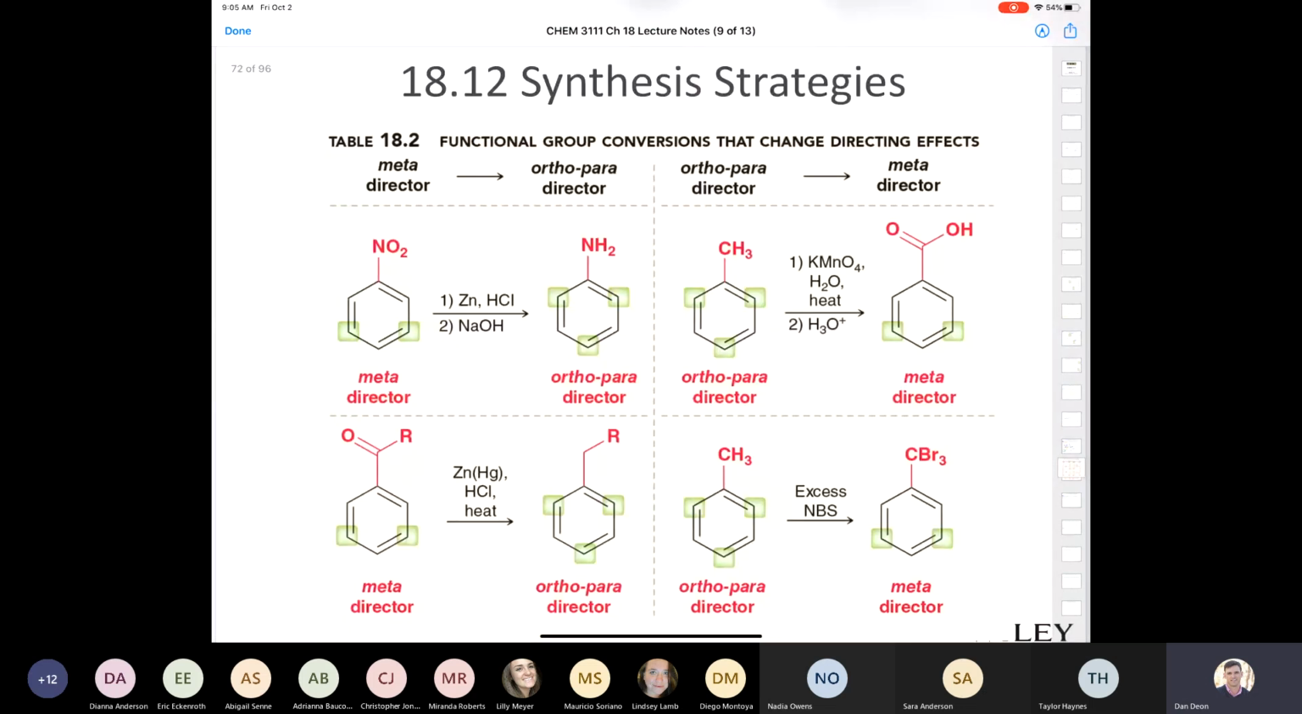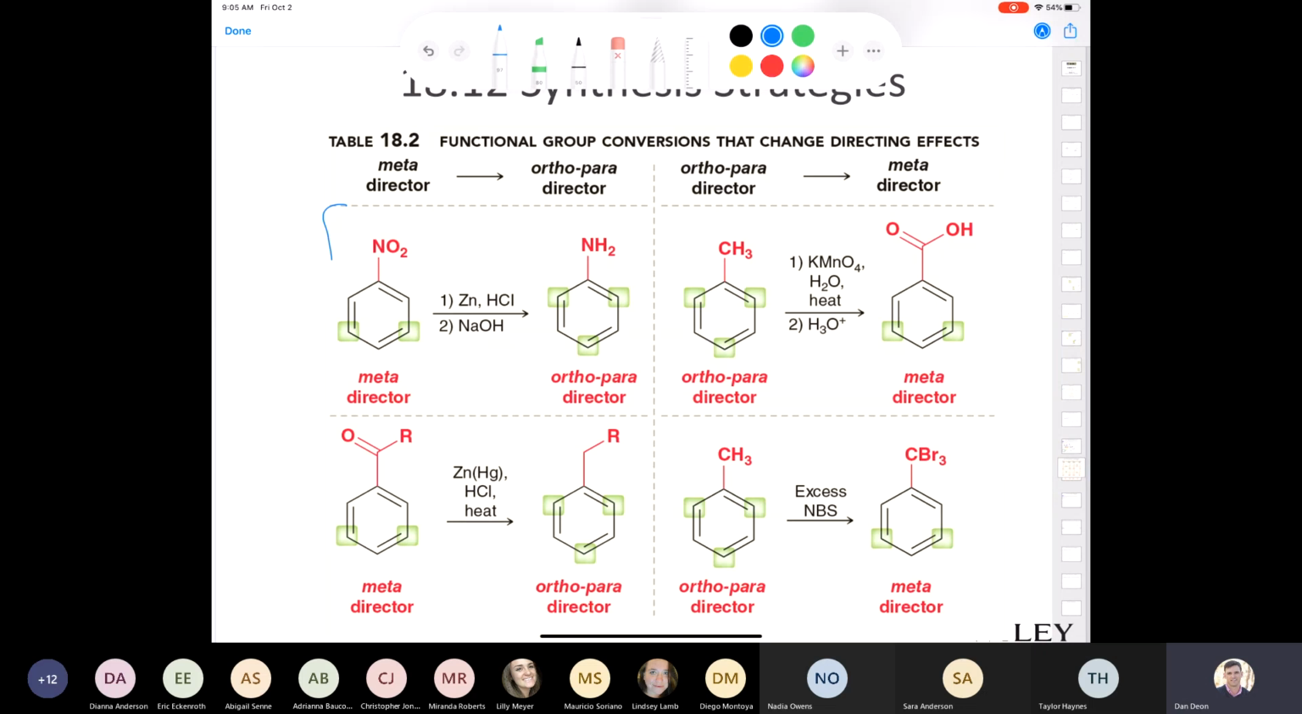Now, this is a slide that I was alluding to earlier on, which talks about ways that we can change meta directors to ortho para directors and vice versa. I'm starting right here on the top left. If we have a nitro group, that's a meta director, a deactivator. If we reduce that using zinc or iron in HCl, and then treat that with sodium hydroxide, we can make an aniline or an aniline derivative, and the amino group is an ortho para director.